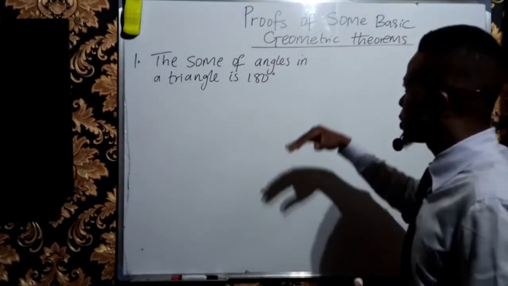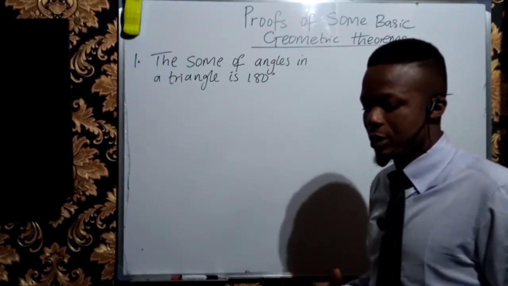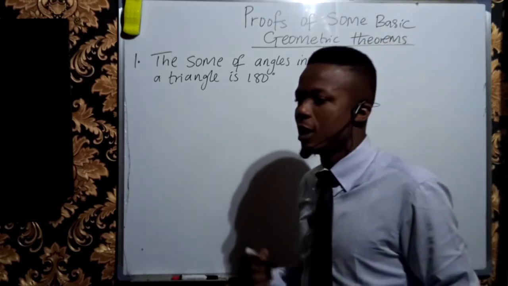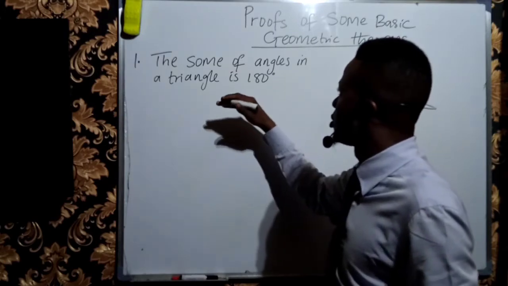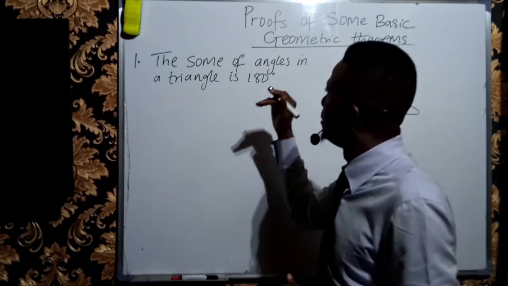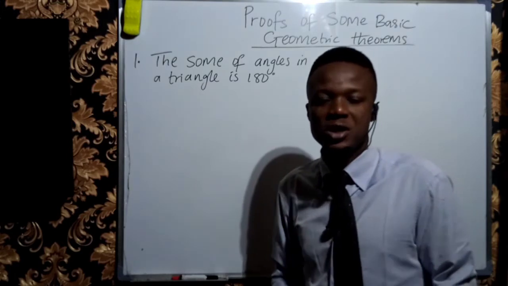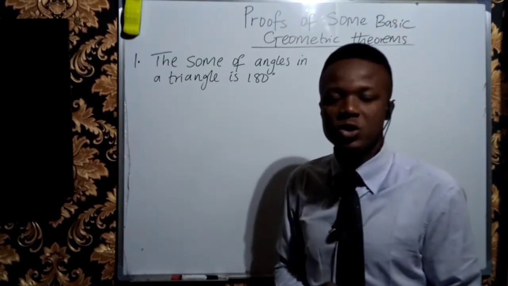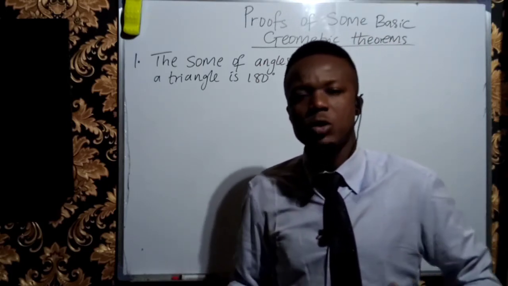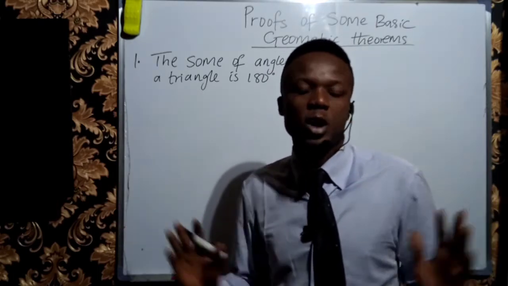Okay, so some basic geometric theorems, that is what we are going to discuss today, and there are a lot of them, but today we are going to focus on just two of the theorems. The first one is the sum of angles in a triangle is 180 degrees. This is one of the most popular theorems in mathematics, geometric theorems. Almost everyone knows that the sum of angles in a triangle is 180 degrees. So today we want to know why. We want to examine it to be sure that the sum of angles in a triangle is 180 degrees, so that everyone will be convinced.